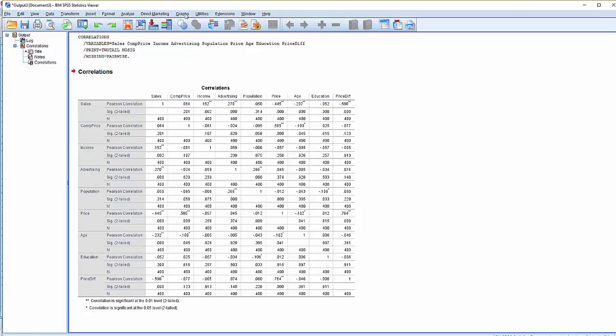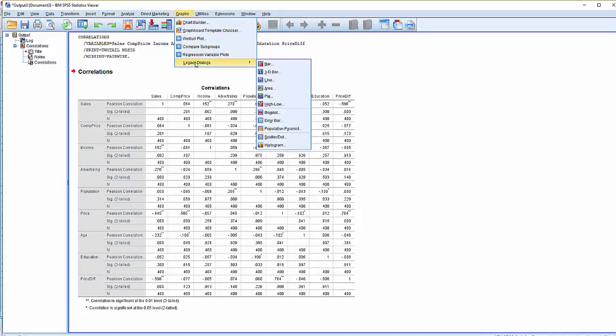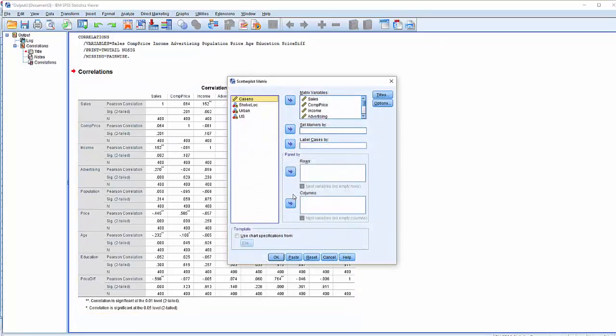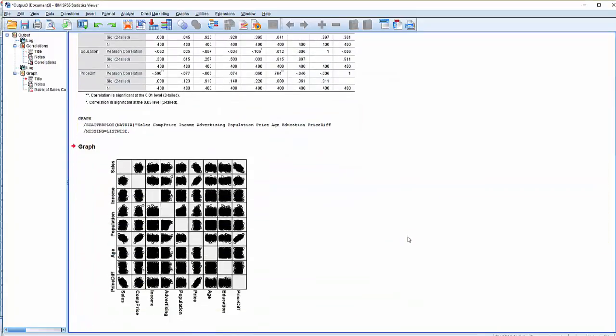Graphs, and you need to go to the legacy dialogs and Scatter/Dot, and select Matrix Scatter right here and then Define. And then you just move the variables over here, which I've already done. It'll only take the quantitative variables, and then just click OK. And you'll see I get a graph that doesn't look very good.